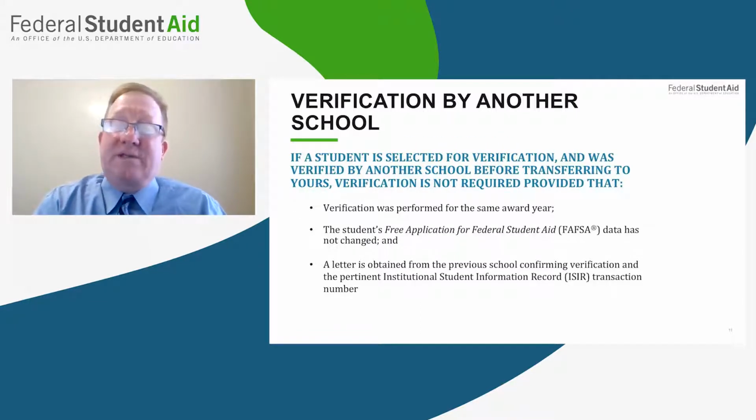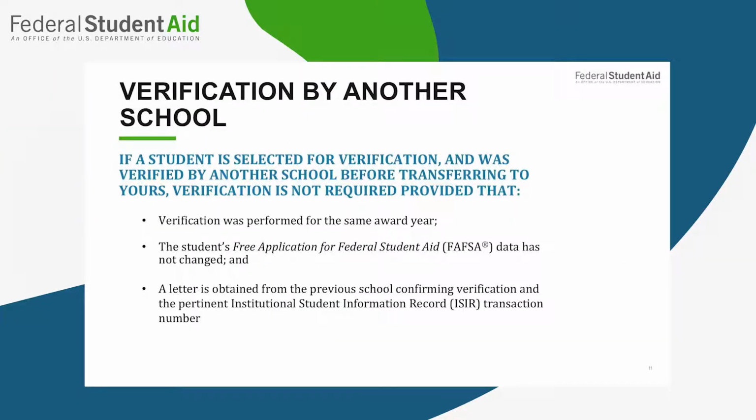Another issue that comes into play with these incoming transfer students comes in the topic of verification. You may have a student that was selected for verification and verification was completed at school A. Now the student comes to your school and you have to complete verification also. If the student was selected for verification and was properly verified by school A, in some cases, you do not have to complete verification. If that verification was performed for the same award year, and if the student's data on their ICER or on their FAFSA has not changed, and if you obtain a letter from the previous school that confirms verification was completed and that lists the pertinent ICER transaction number, you can accept that for verification purposes.